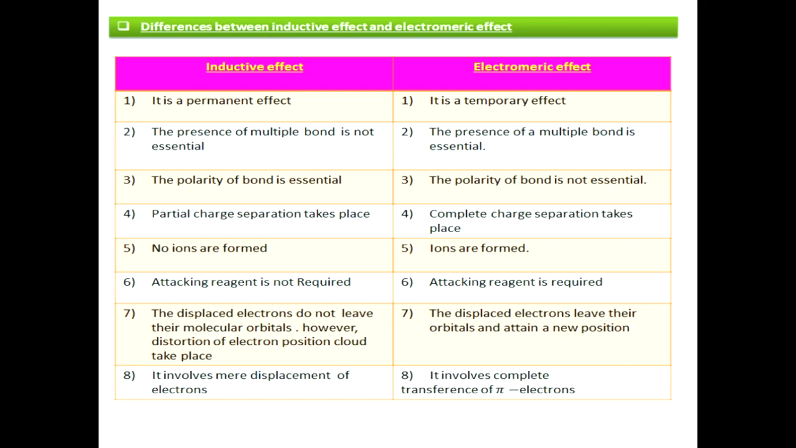In the case of the inductive effect, the attacking reagent is not required, whereas in the electromeric effect the attacking reagent is required. In the inductive effect, the displaced electrons do not leave their molecular orbitals, however distortion of electrons takes place, whereas in the electromeric effect the displaced electrons leave their orbital and attain new positions. They will migrate. The inductive effect involves mere displacement of the electrons, whereas the electromeric effect involves a complete transference of pi electrons.